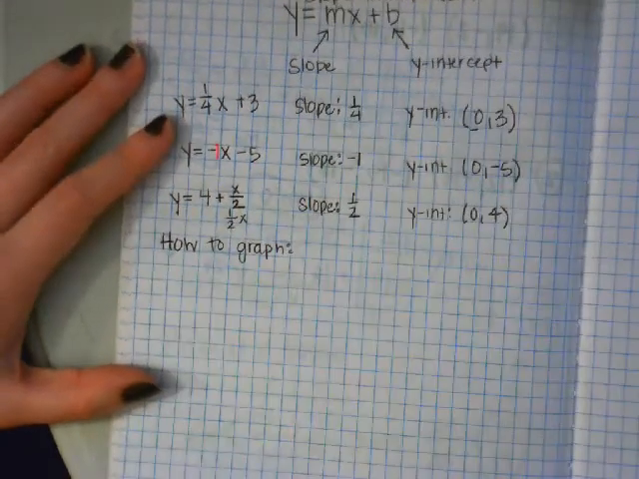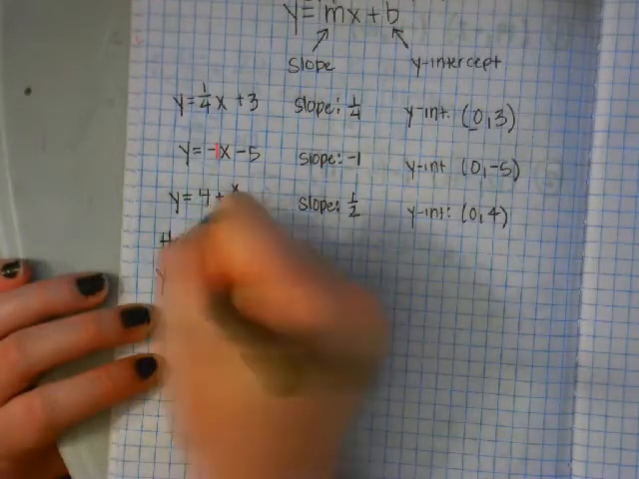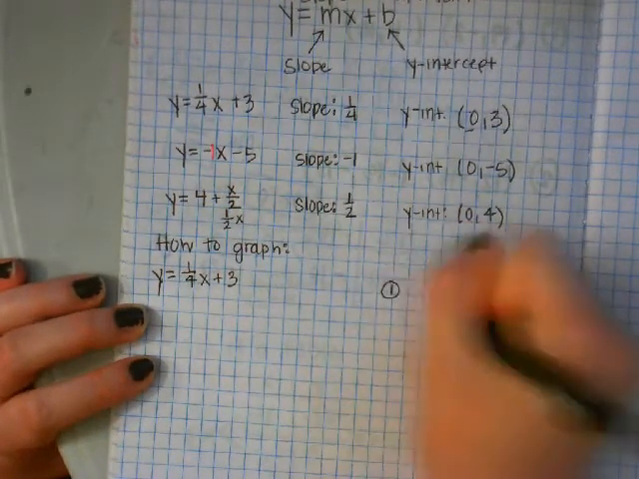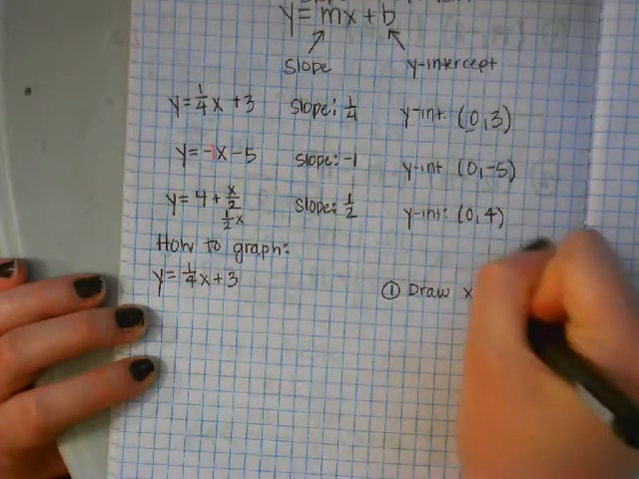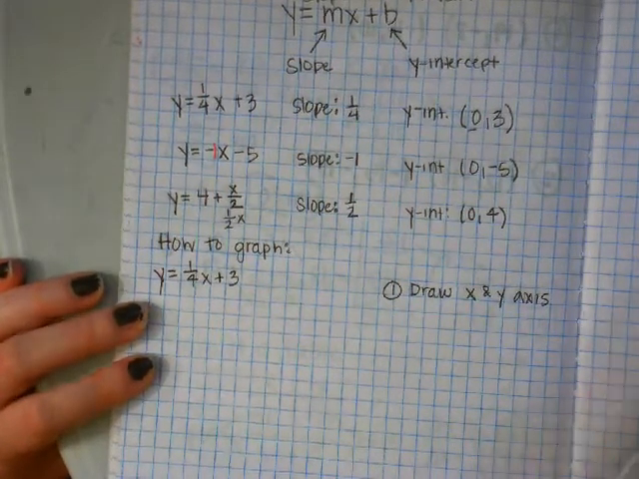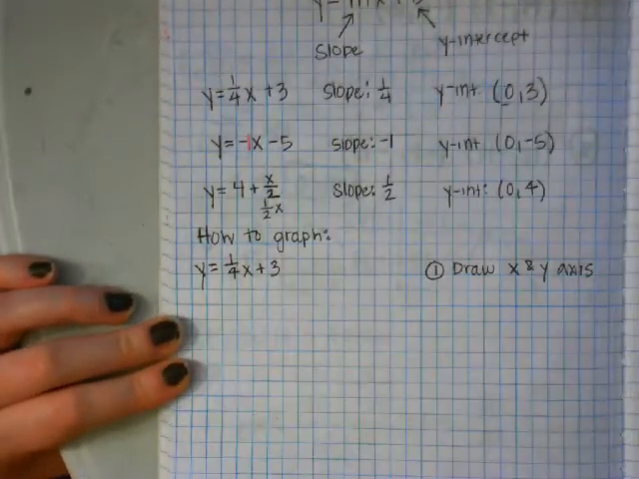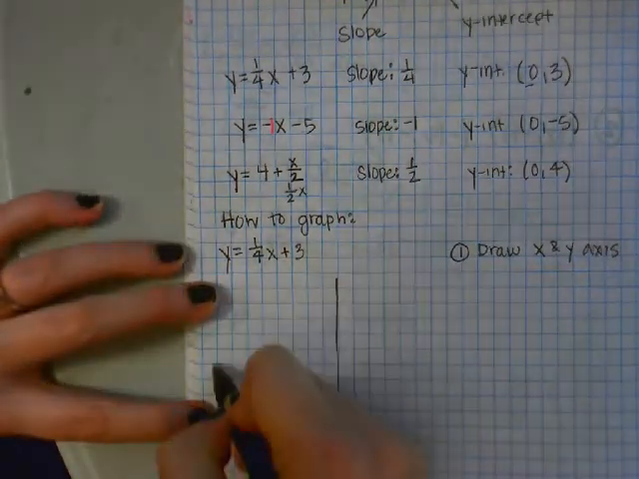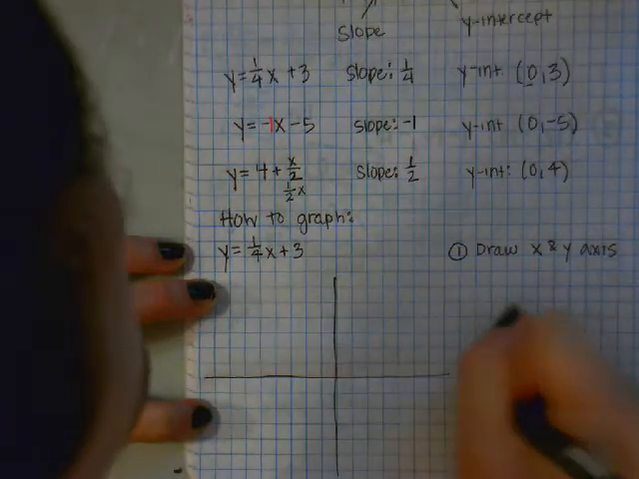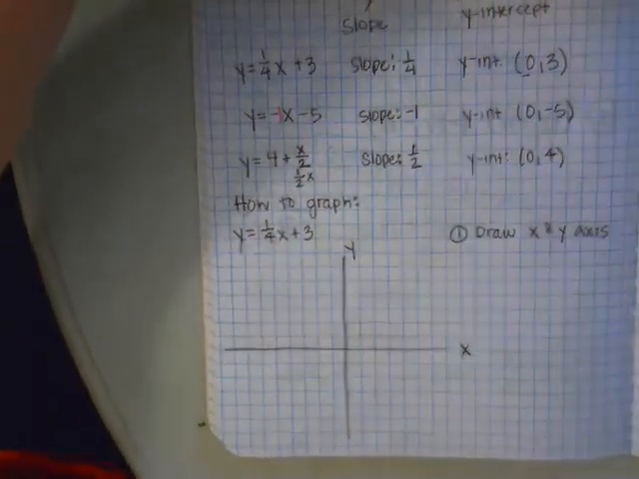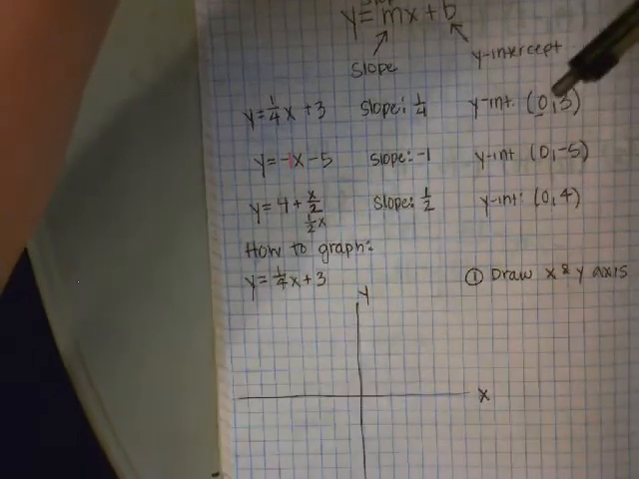Okay? So we'll just start with this first example that we had, y equals 1/4 x plus 3. So your first step is always to draw the x and y axis. All right, so, sorry, I was trying to make this on the screen here. Okay, so I'm going to draw an x and y axis. And I typically just always draw like that so you can see the entirety of the graph.